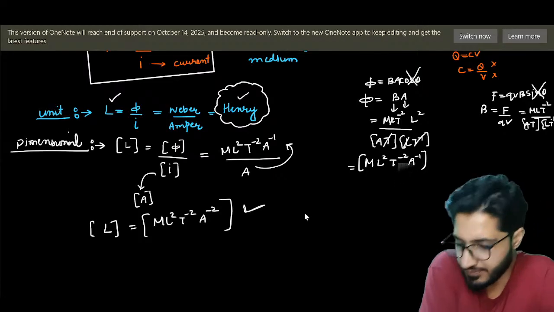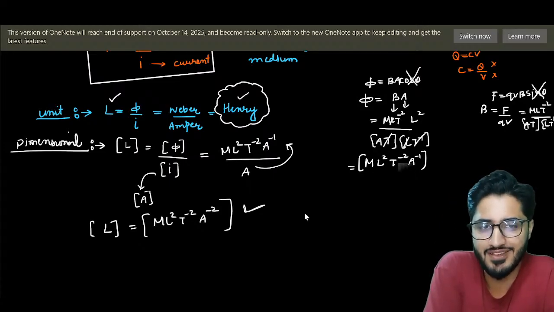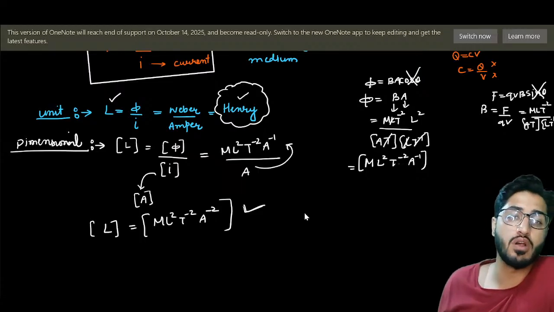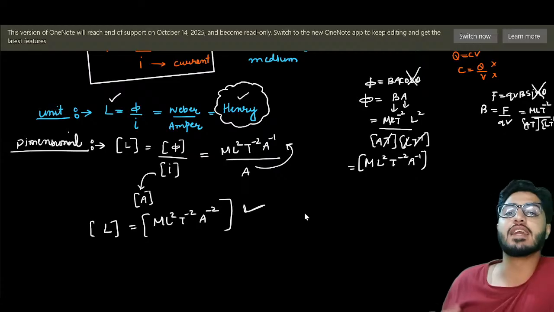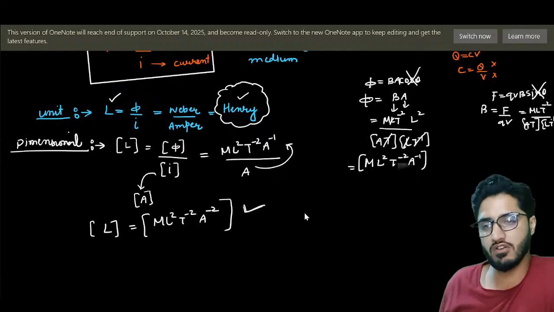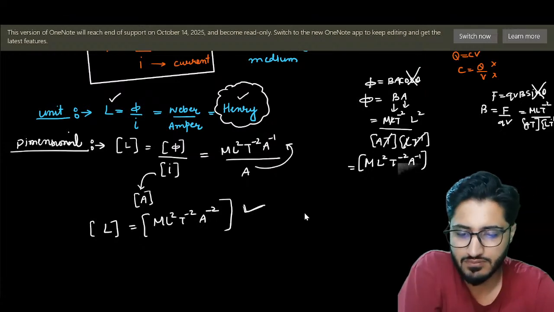Easy or super easy? This is how you need to manipulate these things, no? So by the simple numerical, we concluded the dimensional formula of B, magnetic field, the dimensional formula of magnetic flux, and the dimensional formula of coefficient of induction, by simple numerical.